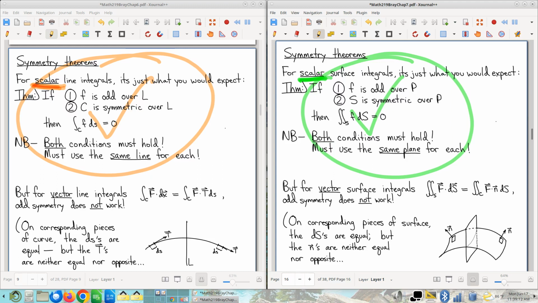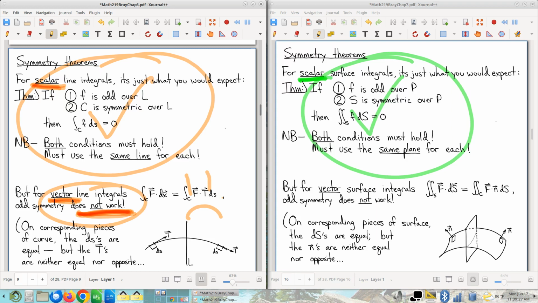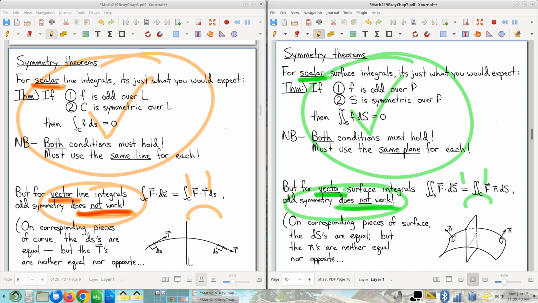And we have the same warning. It does not work for vector line integrals, right? So it didn't work. The unit tangent vectors were pointing the wrong way. And very analogously, for vector surface integrals, it does not work. In this case, it's a little bit different, but you see the analogy is quite strong. Right? Again, it's very, very similar. That's why I deliberately wrote it out in analogous ways.